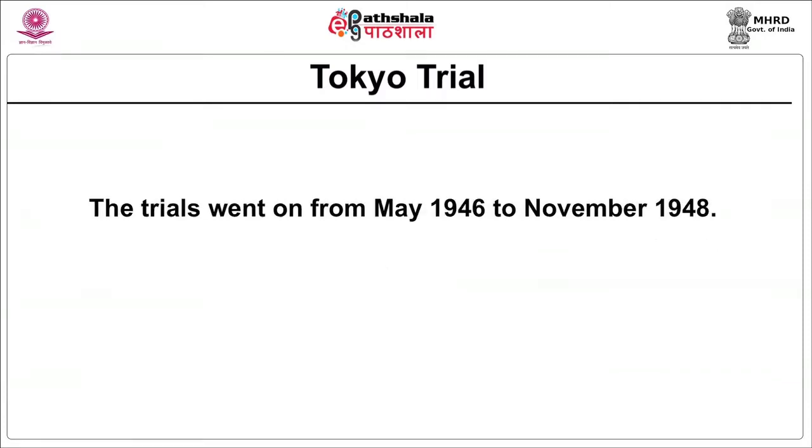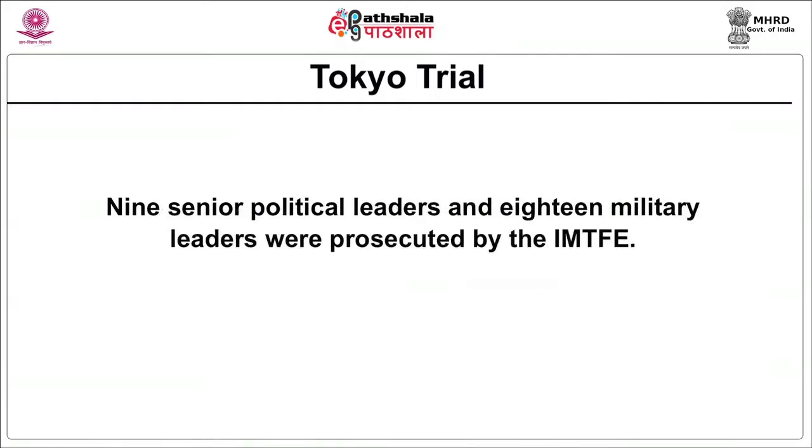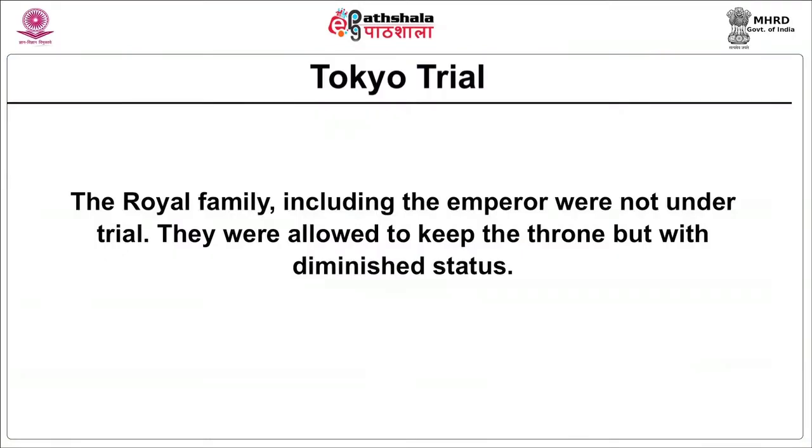The trials in Tokyo went on from May 1946 until November 1948. 9 senior political leaders and 18 military leaders were prosecuted by the IMTFE. One scholar was also indicted, but his mental illness led to the IMTFE dropping the charges against him. The royal family of Japan, including the emperor, were not under trial.